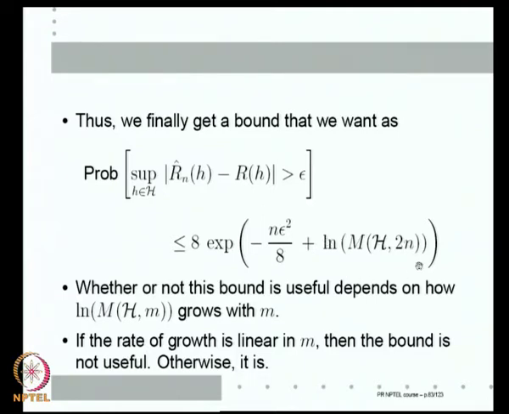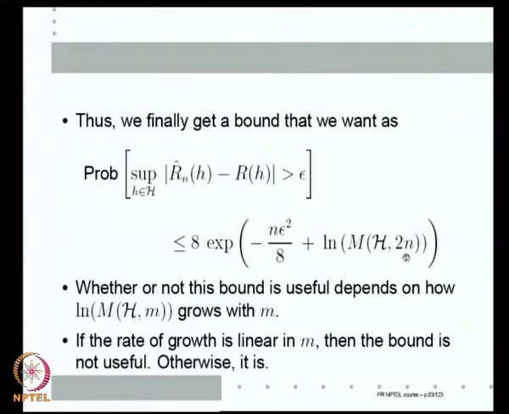On the other hand, if this grows less than linearly with n, let us say it grows only logarithmically with n, then we are done, because this falls off linearly as n, this grows only logarithmically as n, and hence the RHS can be made as small as we want. So, whether or not this bound is useful, in the sense of whether or not with this bound we can show that this probability can be made less than delta, depends on how ln m(H, m) in general, or ln m(H, 2n), will grow with the number of samples.